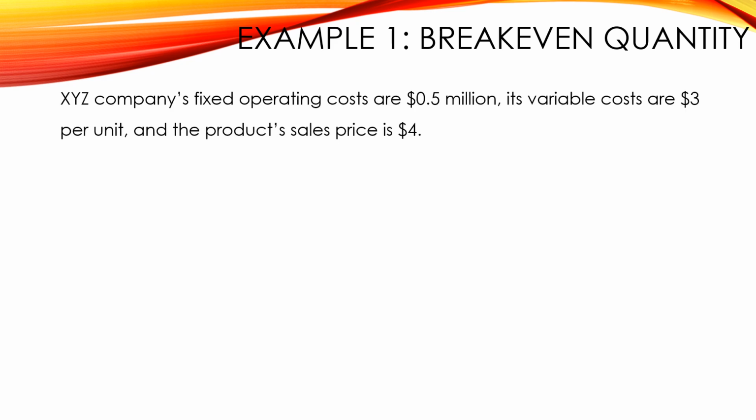XYZ company's fixed operating costs are equal to $0.5 million. So these are the total operating costs or the total fixed operating costs. Its variable costs are $3 per unit. And the product's sales price is $4. Of course, it's per unit. The question is, what is the company's break-even point or break-even quantity?